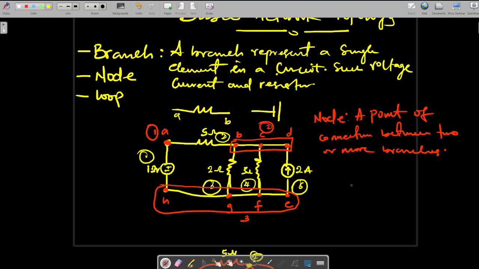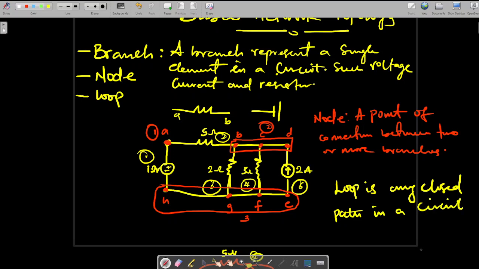Loop is any closed path in a circuit. All together now. A loop is any closed path in a circuit. That is, what does loop simply mean? Let me break it down so that you get what I'm trying to say. When you say loop, we say it is any closed path in a circuit.